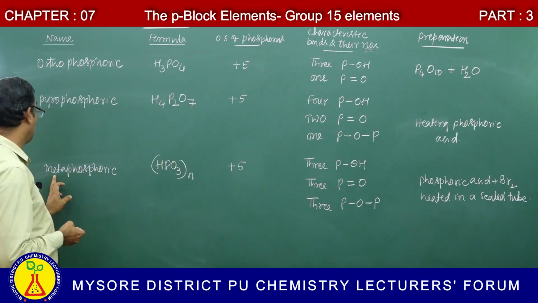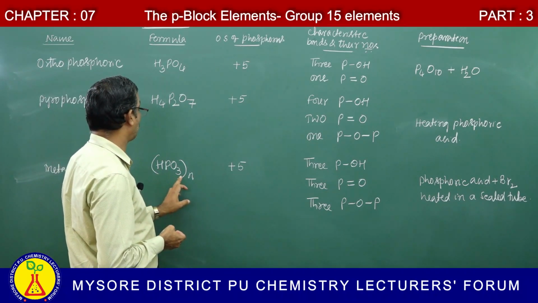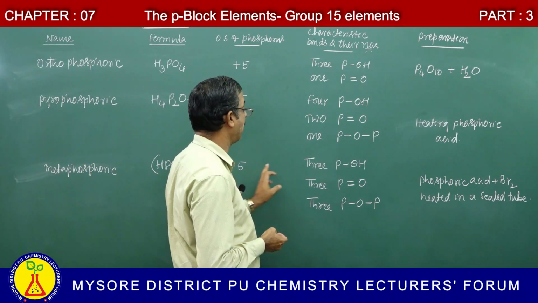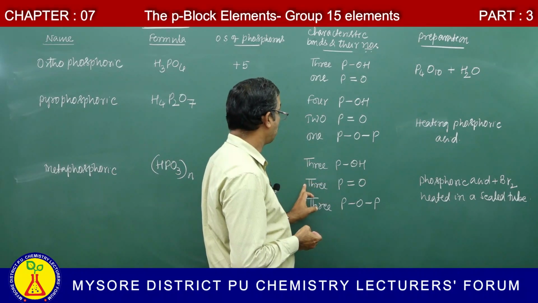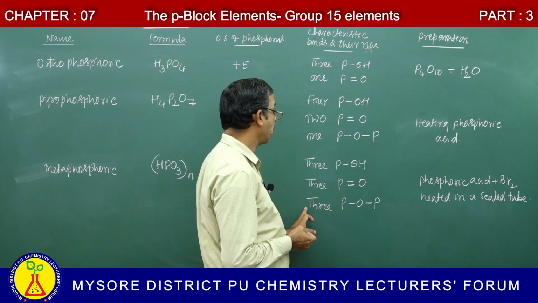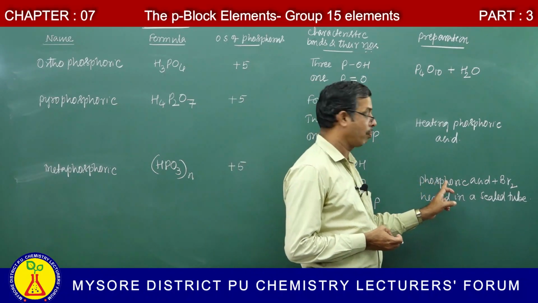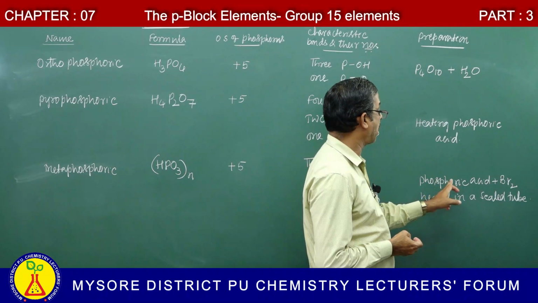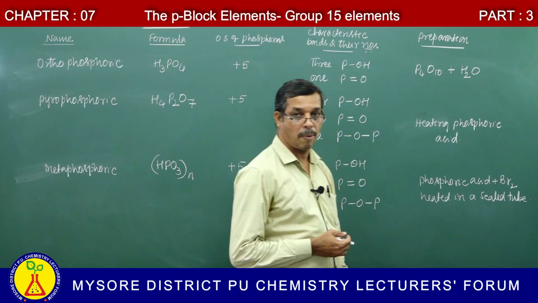The last one, metaphosphoric acid. Its formula is HPO3 n-times. The oxidation state of phosphorus is +5. It contains 3 P-OH, 3 P=O, 3 P-O-P bonds. It can be obtained by heating a mixture of phosphoric acid and bromine in a sealed tube.